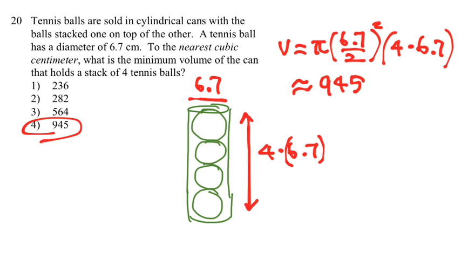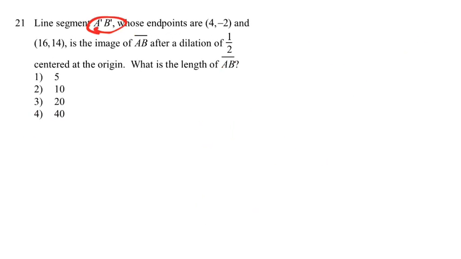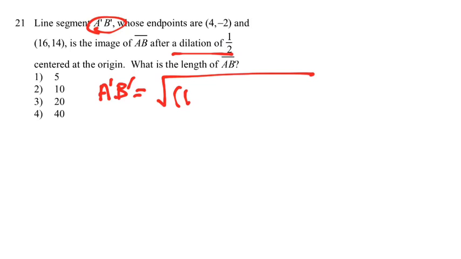Alrighty, let's move on to the next question, number 21. Line segment A prime B prime is the image after dilation of 1/2. That means original would have been double the length of what's given here. So therefore A prime B prime, if you had to use the distance formula, you would have gotten something like this.